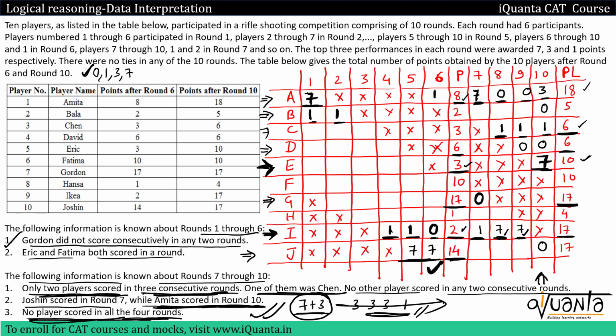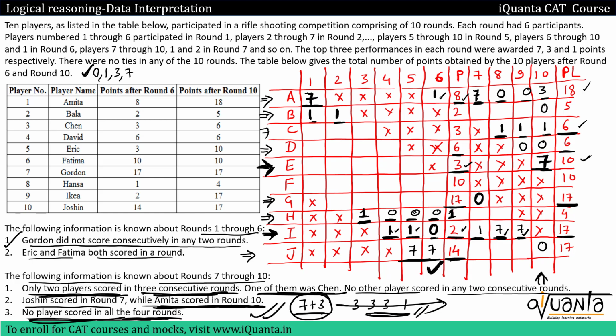Then if we talk about H over here, H has a total of 1 point till round 6. So where can he score 1 point? In any of these 4 rounds, round 3, 4, 5, 6, in one of these rounds he will score 1 point. But can he score 1 in round 6? No, because A already has 1 in round 6. Can he score 1 point in round 5? No, because I already has 1 point in round 5. Can he score 1 in round 4? No, because I already has 1 point in round 4. So only one round remains where he can score 1 point. That will be round 3. We'll write 1 over here and all the other spaces will be filled with 0.